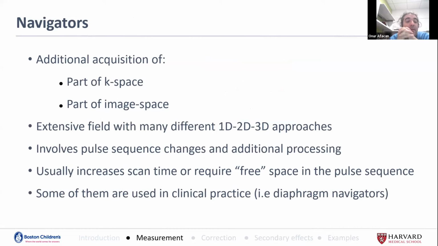So what's a navigator? A navigator is an additional acquisition of a part of k-space or part of image space. It's a huge field. Some of them made it to the clinical practice, and some of them haven't yet. One that made it to the clinical practice is the diaphragm navigators. One problem with navigators is that you usually need to modify the pulse sequence, and these usually increase the scan time.